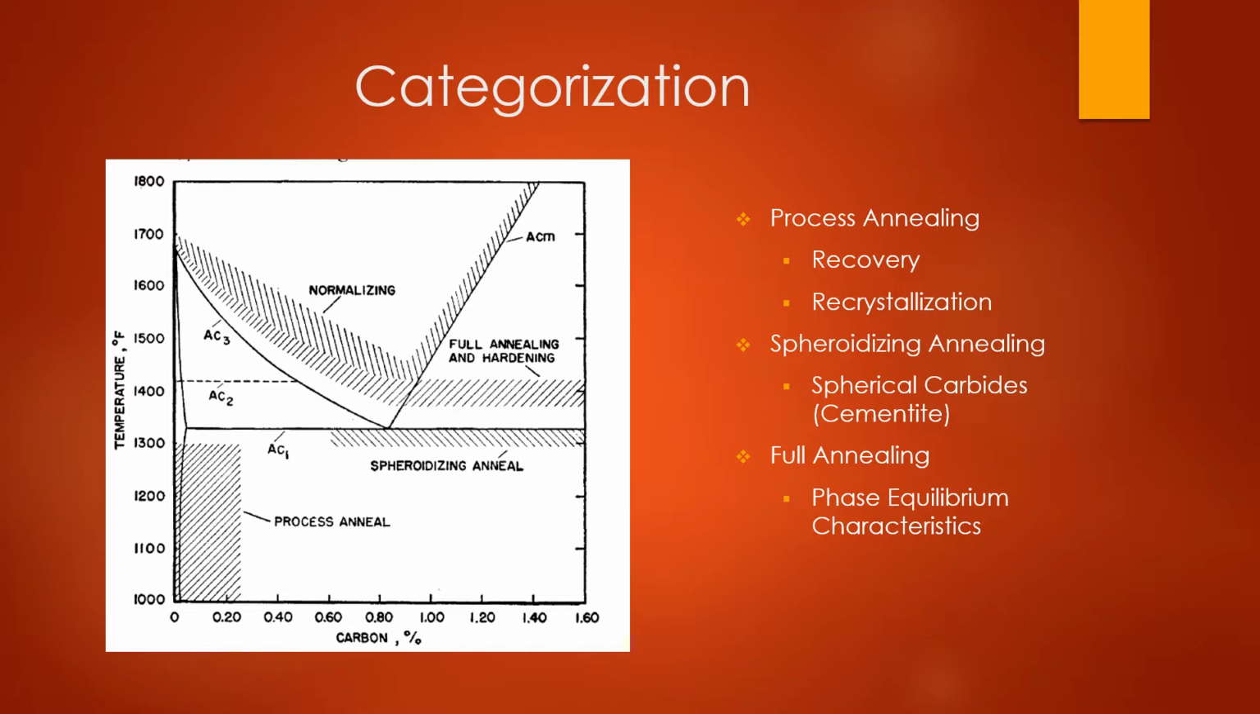Spheroidizing annealing is commonly used in hypereutectoid steels in order to increase their toughness while still having an increase in ductility. And this is done by changing the shape of the cementite that is present into spherical carbides. And in the case of full annealing, it's used mainly when one wishes to reach the phase equilibrium microstructures that are shown commonly for iron carbon steels, and all the while still maintaining the increase in ductility.